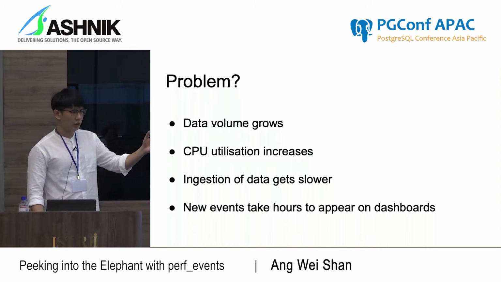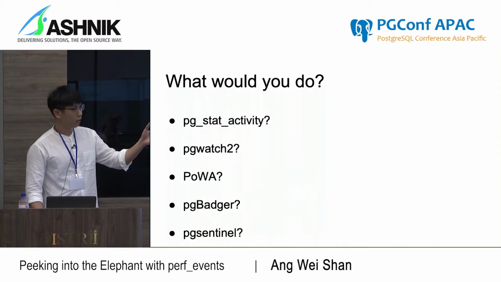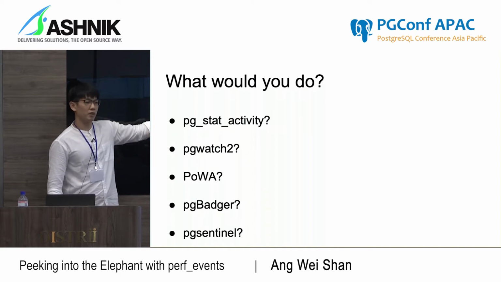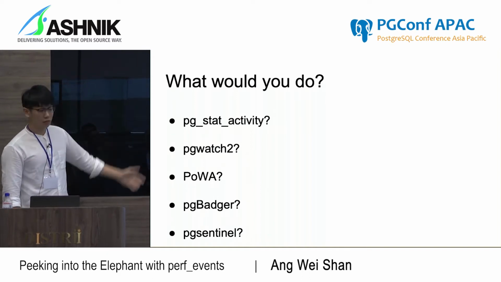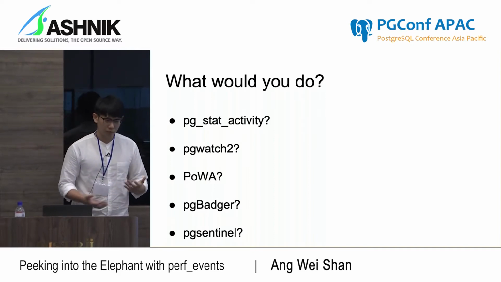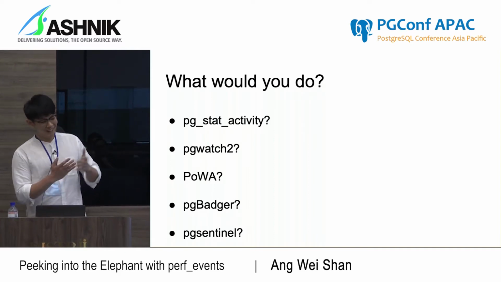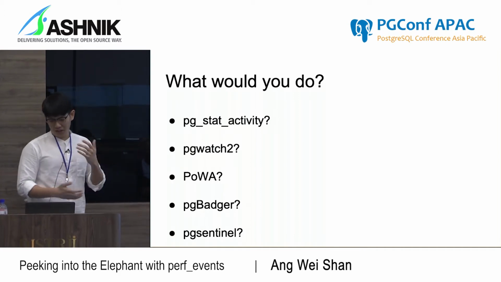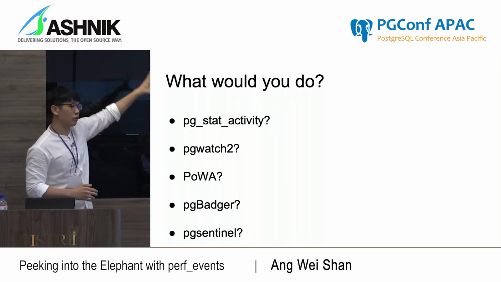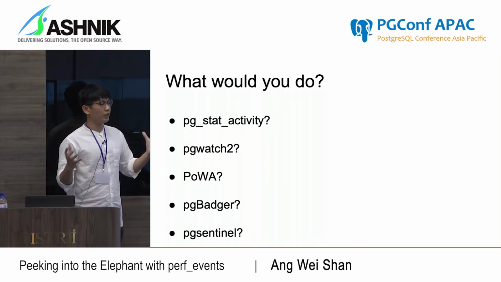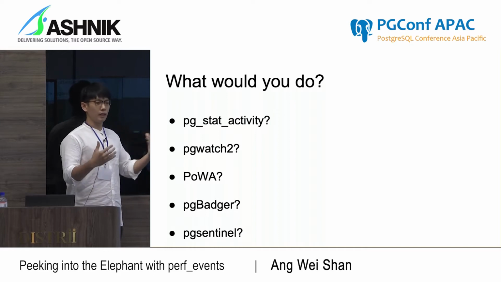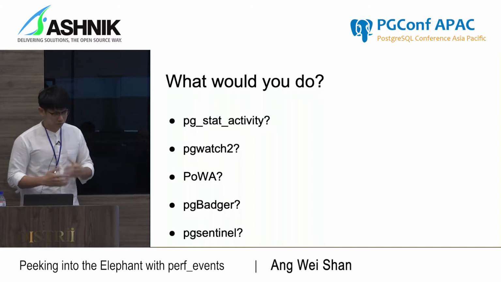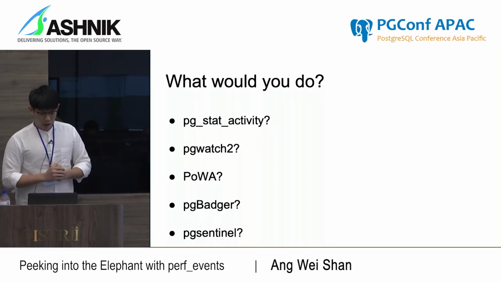As a DBA or a database engineer, what would you do? pgstat, PGWatch, POA. My favorite is pgBadger, I use it all the time. PG Sentinel. Which one will you use? That will be my first thing to look at. And that's what he thought. Basically all these tools are third-party or community-built monitoring. They gather stats from Postgres using pg_stat_activity and pg_stat_statements. And they still couldn't figure out why.